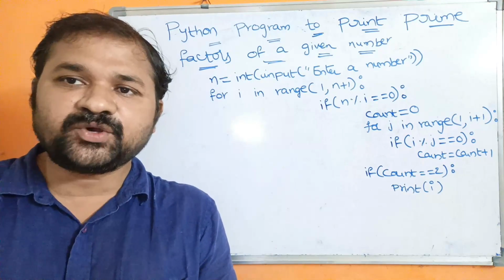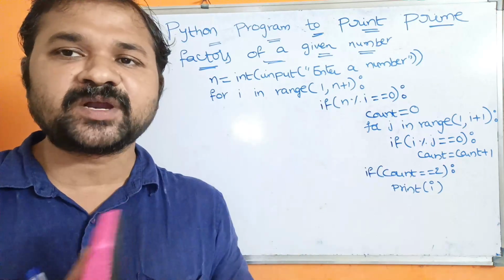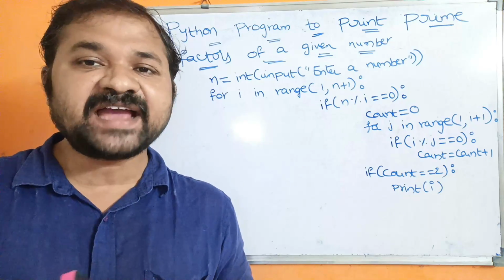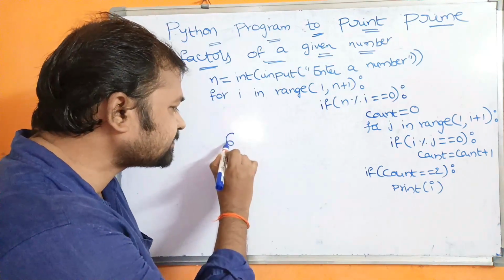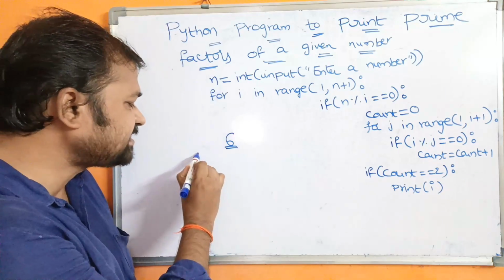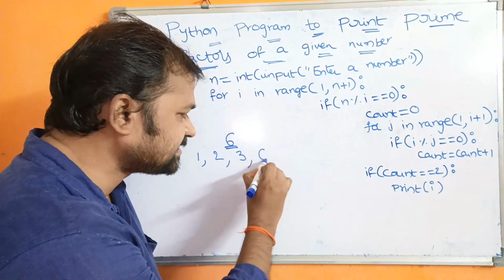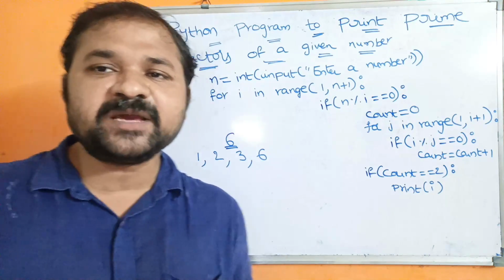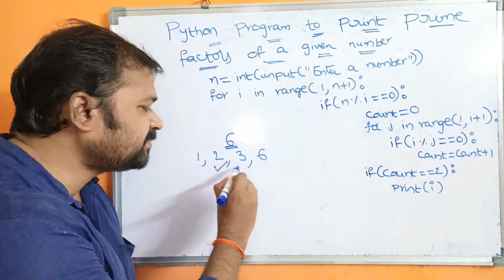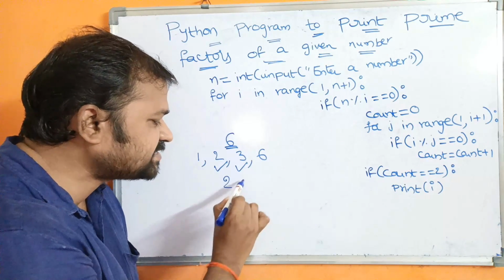In this video, we are going to discuss a Python program to print prime factors of a given number. Let the number be 6. The factors for 6 are 1, 2, 3, 6. So out of 1, 2, 3, 6, what are the prime numbers? 2 is a prime number, 3 is a prime number. So we have to display the output as 2 and 3.